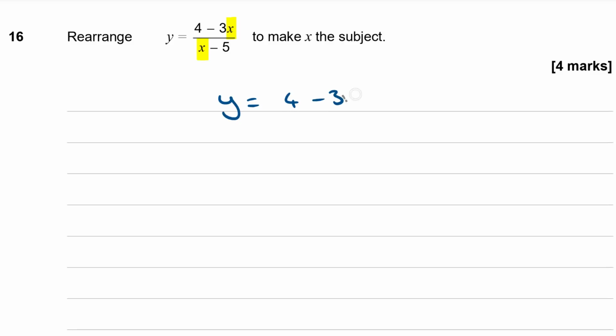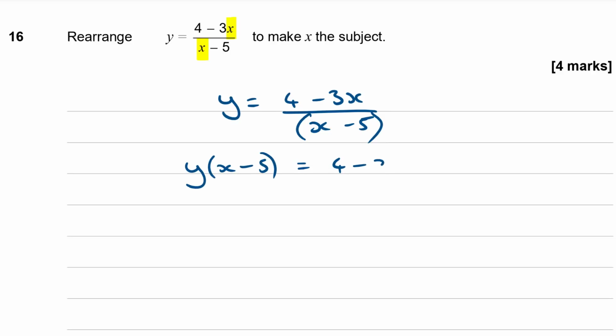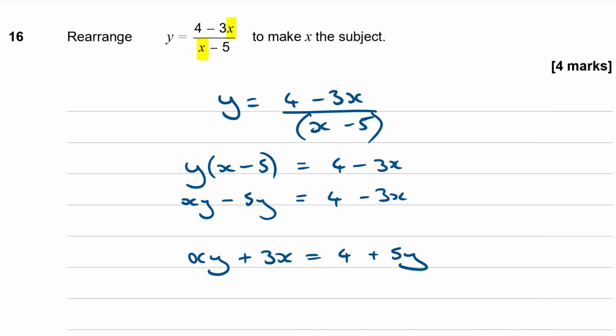Y equals 4 minus 3x over x minus 5. First thing I can do is cross multiply this x minus 5 to the other side of the equation, giving me y lots of x minus 5 is equal to 4 minus 3x. Okay, removing the brackets, I get xy minus 5y equals 4 minus 3x. Collecting all the terms to do with x on the left and everything else on the right, I'm going to get xy plus 3x equals 4 plus 5y.